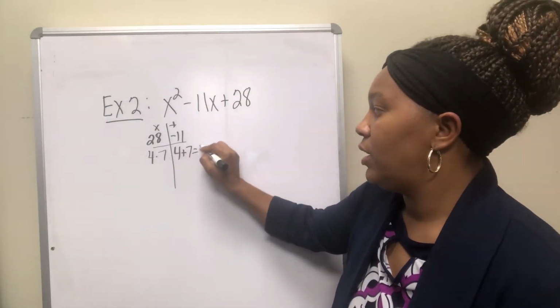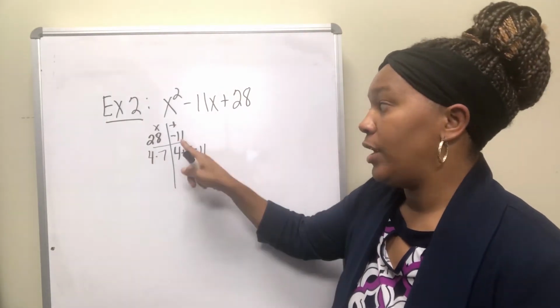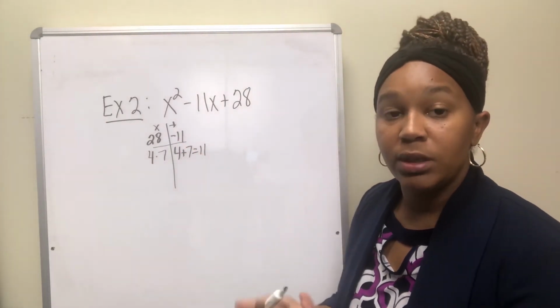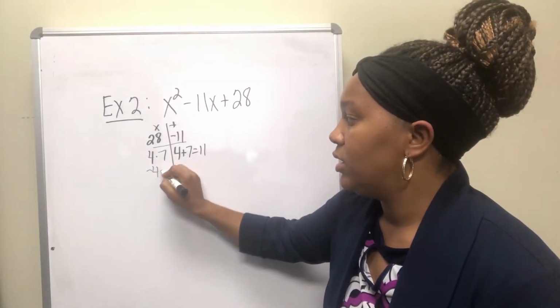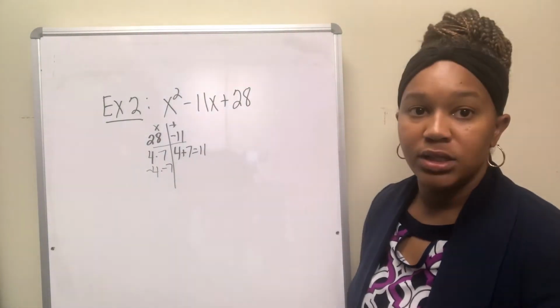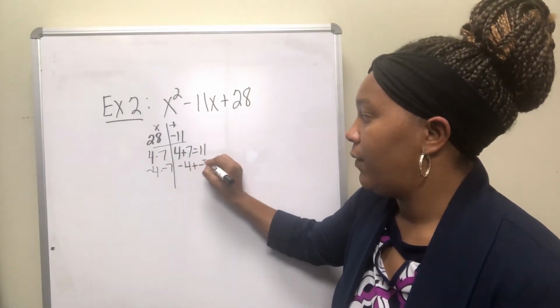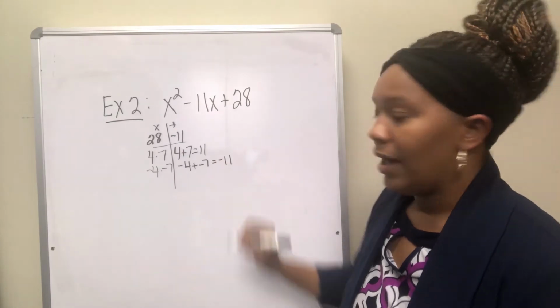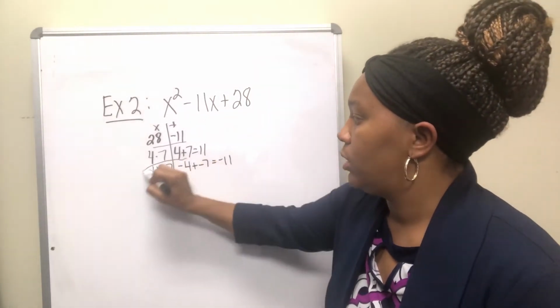Add 4 and 7 and you get 11. So that's almost what I want, but I want a negative 11. So what I'm going to do is I'm just going to switch the signs on the 4 and the 7, because negative 4 times negative 7 is also a positive 28. And now when I add negative 4 and negative 7, I get negative 11, which is my desired number, that middle term.